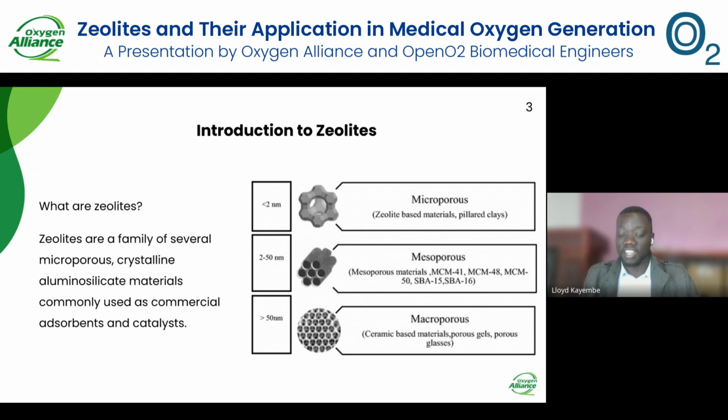There are actually other classes of porous materials. We have the mesoporous class, which has porous materials with pore diameter sizes of 2 to 50 nanometers. We also have the macroporous class, which has porous materials with pore diameters of more than 50 nanometers. But the zeolite we are talking about right now specifically falls into the family of the microporous class.